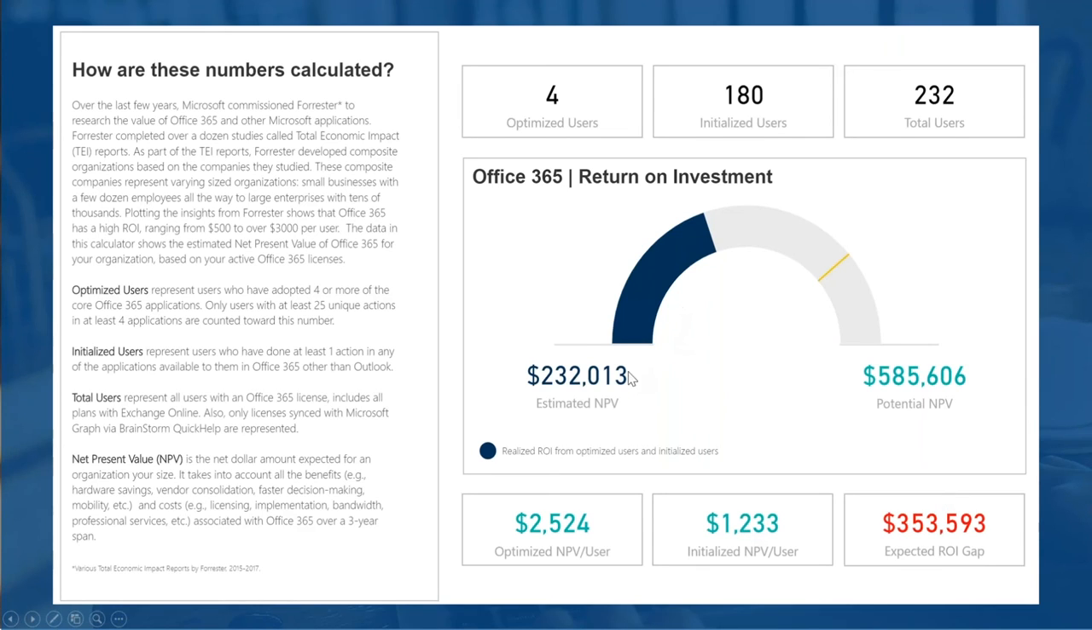This is currently where an organization is, with their net present value, comparing their users and how they're utilizing Office 365 compared to where they potentially could be. And this is essentially the difference.